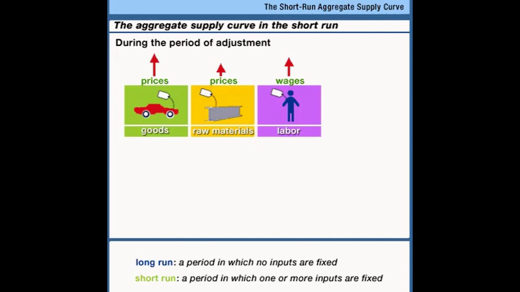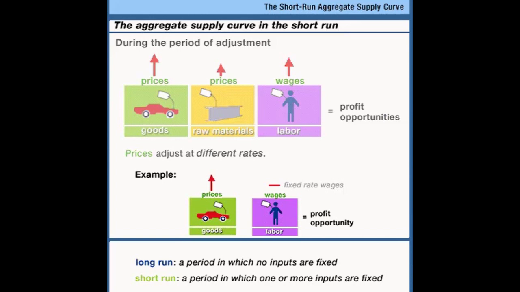It is this misalignment of prices, the difference in the rate of adjustment, that creates opportunities for profit in the short run. That is, there is a period of time that may not persist very long, during which businesses can take advantage of the fact that goods prices are rising faster than labor or raw materials. One example would be if there are labor contracts that fix wages. And if the prices of goods go up when labor costs are fixed, then, well, there you have it, a profit opportunity, and firms are going to increase their output.